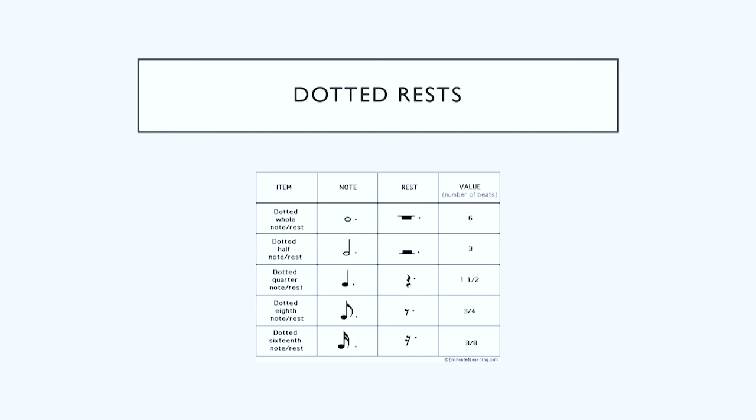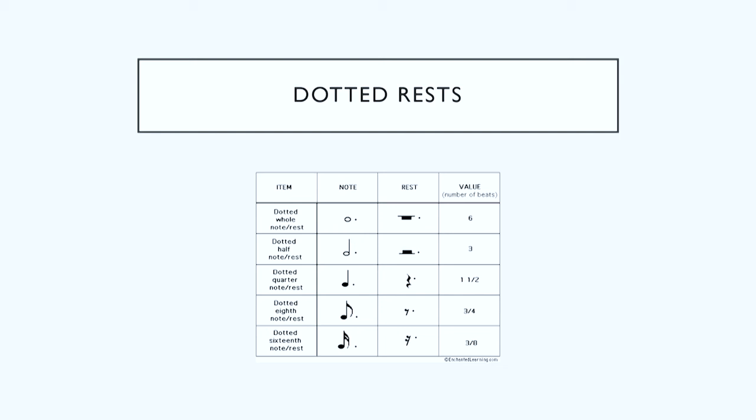Now, as I said to you before, any note that we've learnt about so far can also have a dot next to it, and so can its rest. If you look at the screen now, you'll see a small table which shows you each of the notes that we have learned so far with a dot next to it, also what its rest would look like if it had a dot next to it, and what it's worth.